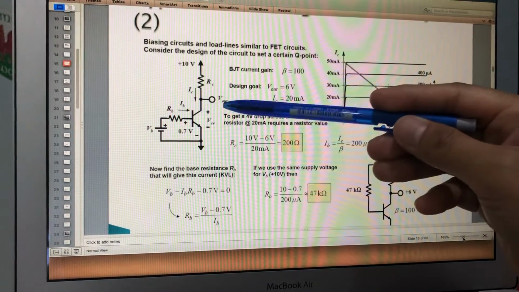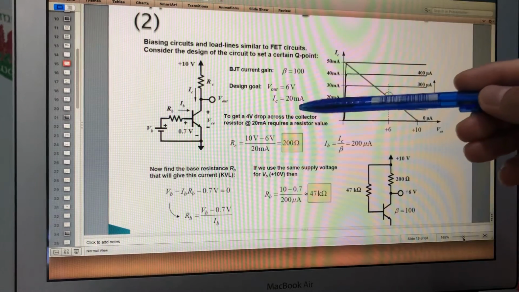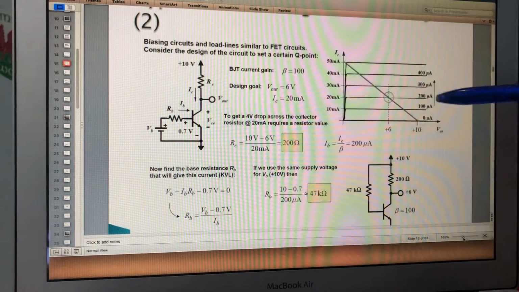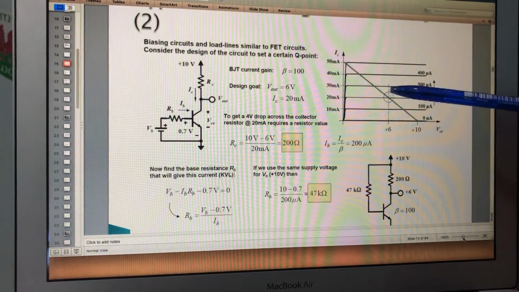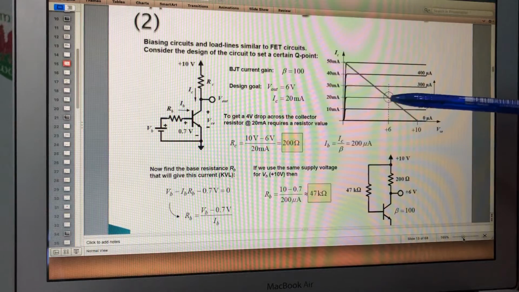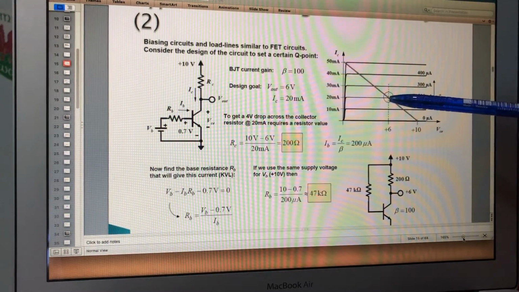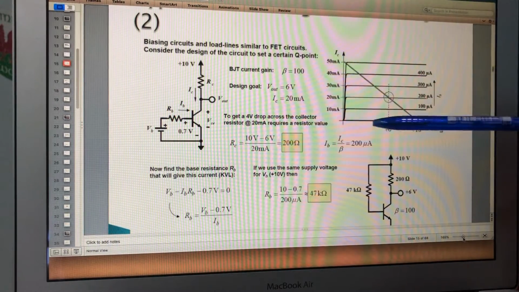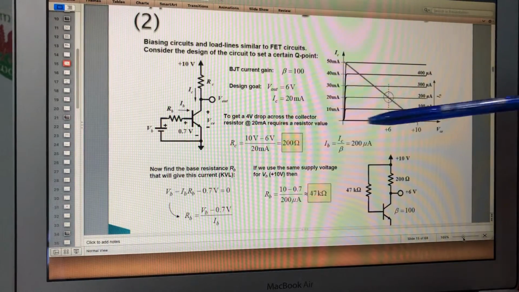If you don't understand why V out equals VCE, please come to see me. And then we also design so that IC equals 20 milliamps. Why? When VC equals 6 and IC equals 20 milliamps, the biasing point is here. In which region now for the BJT? It is in the forward active region, in this area. It's not down here or here. This is the saturation region. This is the cutoff region.